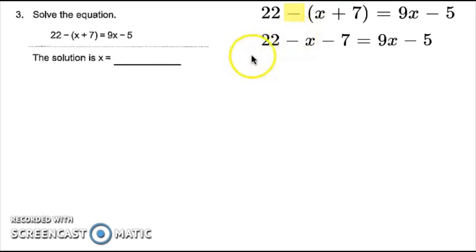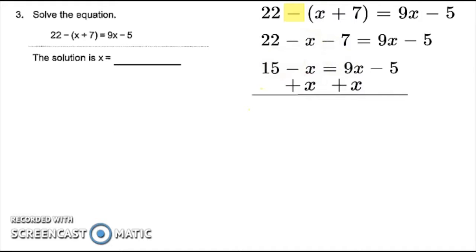Now, we have like terms on the left side. So 22 minus 7 gives you 15. So 15 minus x equals 9x minus 5. So now we have variables on both sides of the equal sign again. Start by moving the smallest variable, which is negative x, by adding it to both sides. We'll have 15 equals 10x minus 5.